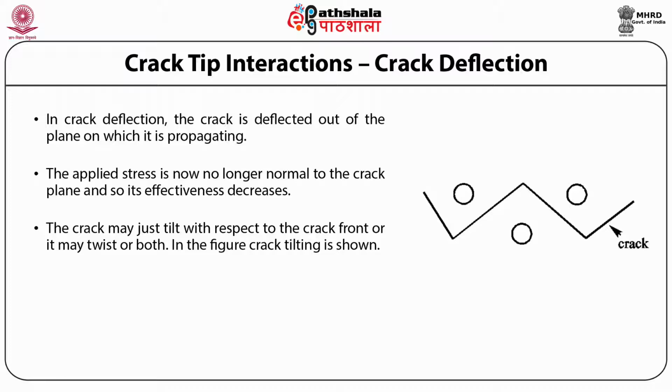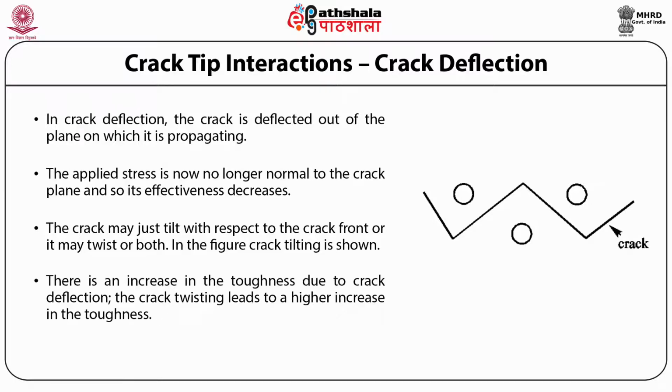This figure shows schematically the crack deflection at obstacles by crack tilting. So there is an increase in the toughness due to crack deflection. The crack twisting leads to a higher increase in toughness than crack tilting. The fracture surface becomes rough as a result of crack deflection.